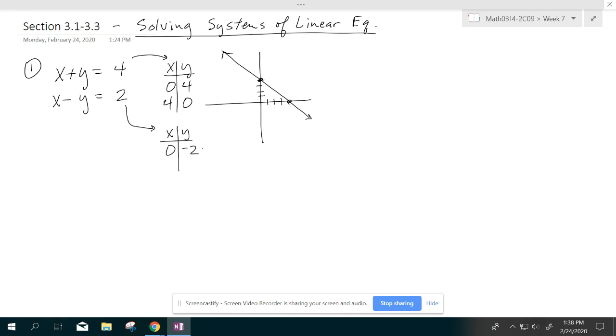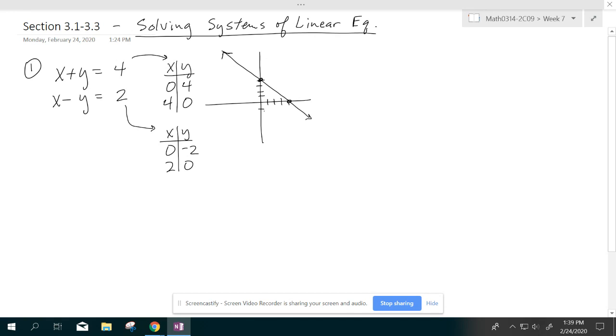Okay, if X is 0, the X disappears, and I would need to move the negative to the other side to get Y by itself. So moving that over makes that negative 2. Got it? And then I'm going to let Y be 0. So if I let Y be 0, the Y disappears. X is 2. Again, using the intercepts method, you let X be 0, you let Y be 0. How many points does it take to make a line? 2. I've got them. Let's plot them.